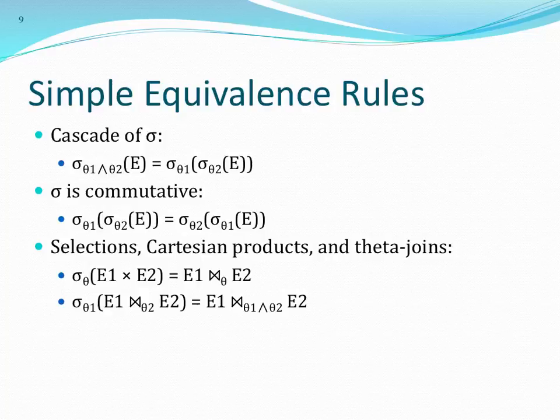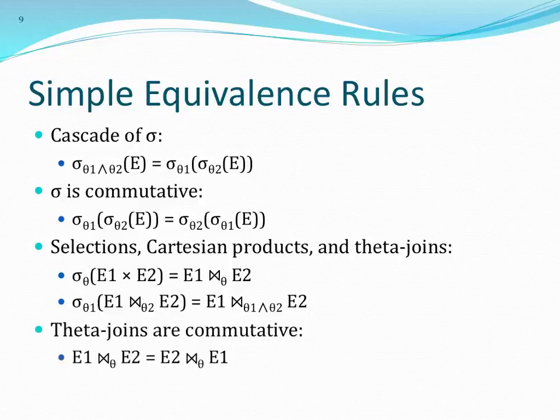So here we have a situation where we do a Cartesian product, pass it through a predicate. We can rewrite that as a theta join. And you can see that we can also take a select that's outside of a theta join and push the selection predicate into the theta join as another condition. So these are both equivalent operations.